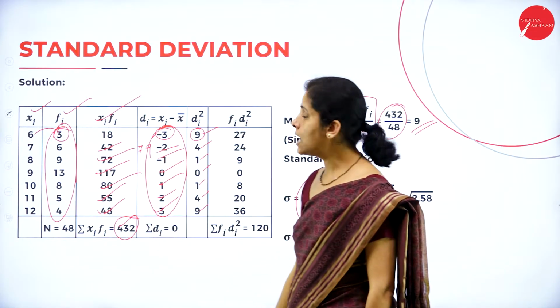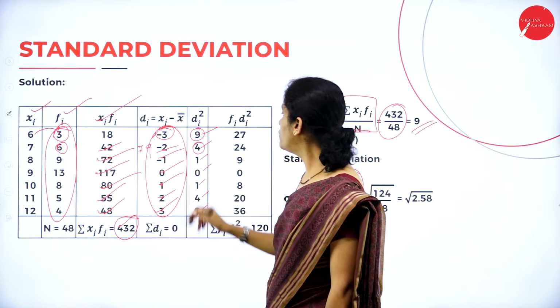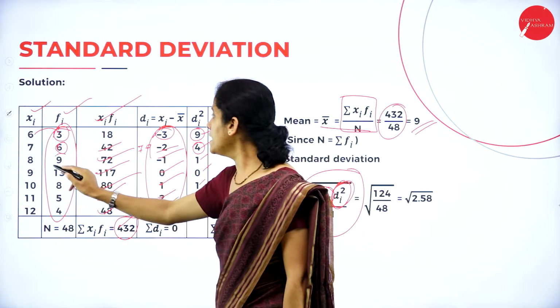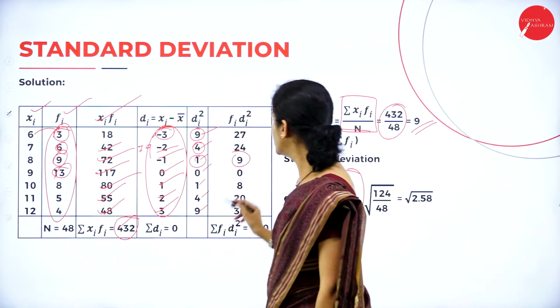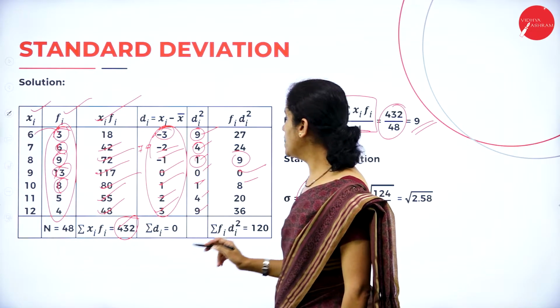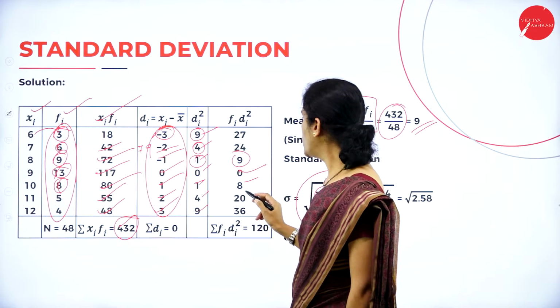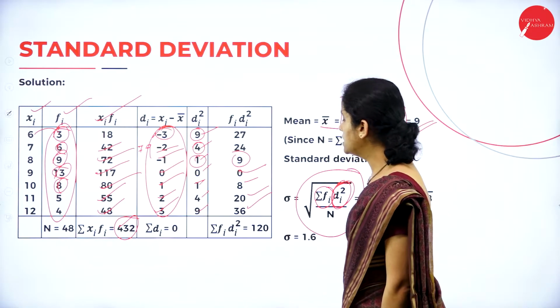So 9 3s are 27. 6 into 4, 24. 9 into 1, it is 9. 13 into 0, 0. 8 into 1, it is 8. 5 into 4, 20. 4 into 9, it is 36.